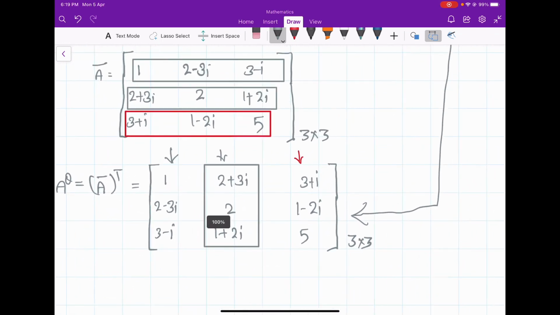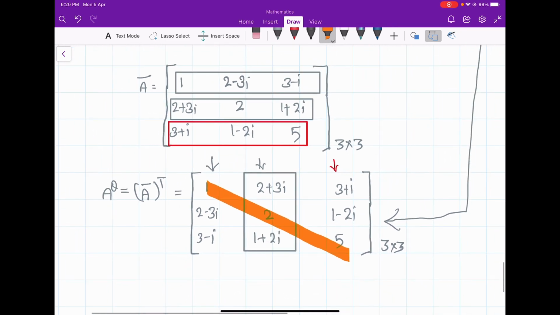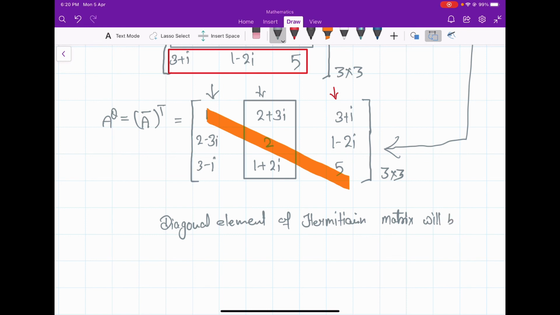Now one more thing. If you are considering the diagonal, the condition for a Hermitian matrix is that the diagonal elements will be real. So one more condition is that the diagonal elements of a Hermitian matrix will be real.